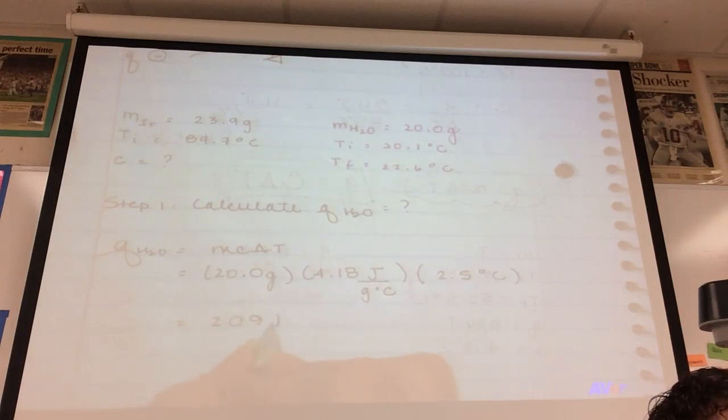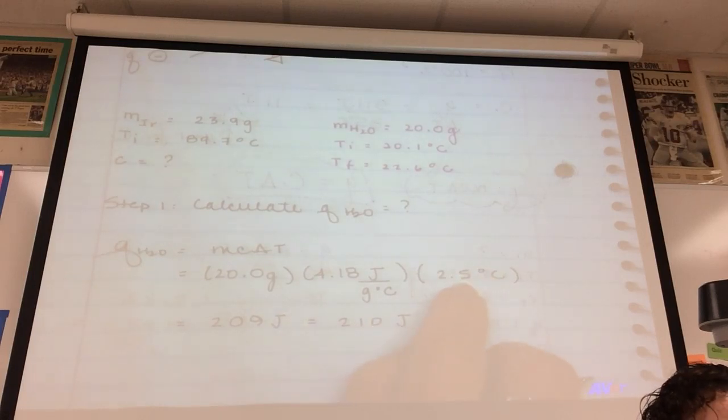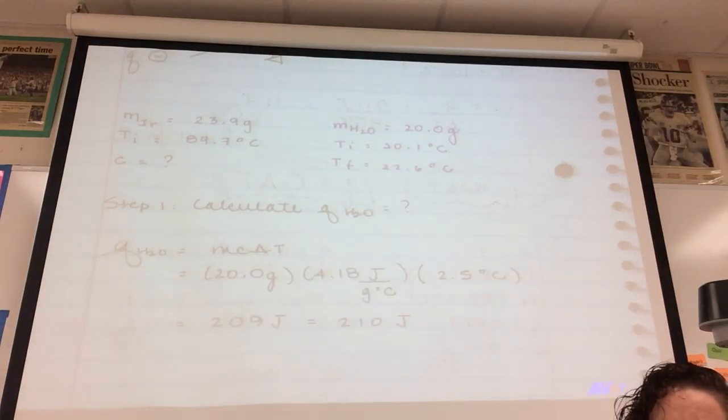209 joules. Be careful here. This should actually be 210 joules because you got down to 2 sig figs here. When you subtract, you go to the least number of decimal places.